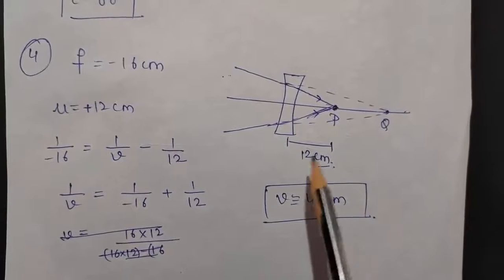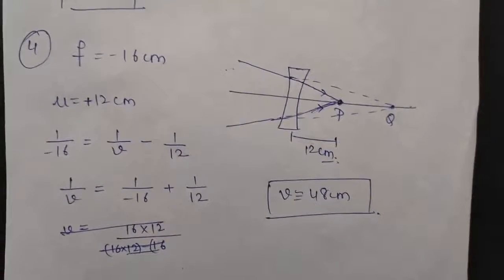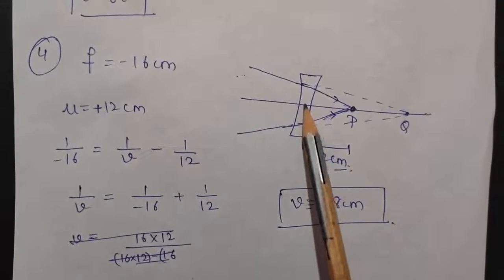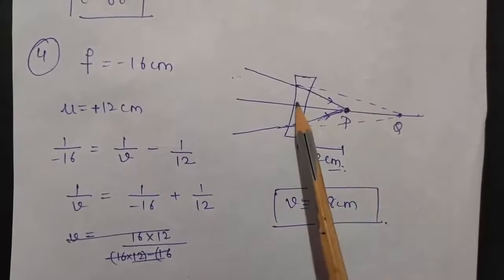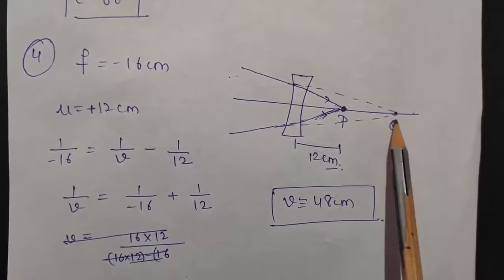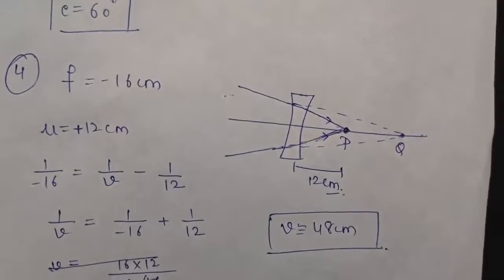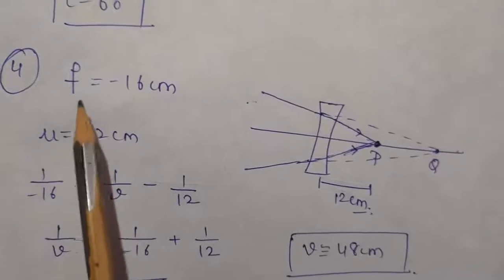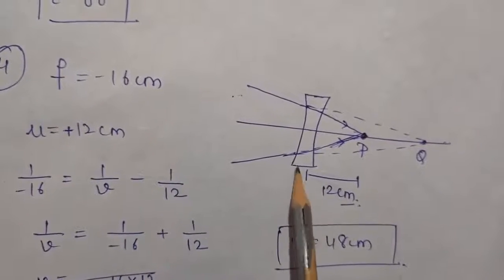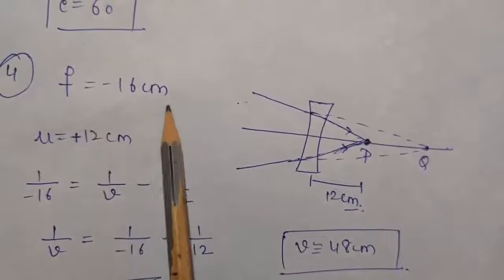Okay, so you have to calculate this distance, that is the distance from the optical center of the lens and Q, that is, at how much distance it would be deviating. Now, as the focal length of the lens is given to be 16 centimeters, and because this is a concave lens, we will be using minus 16 centimeters.